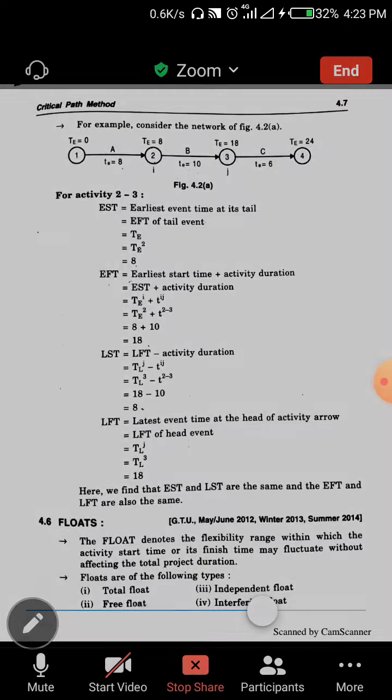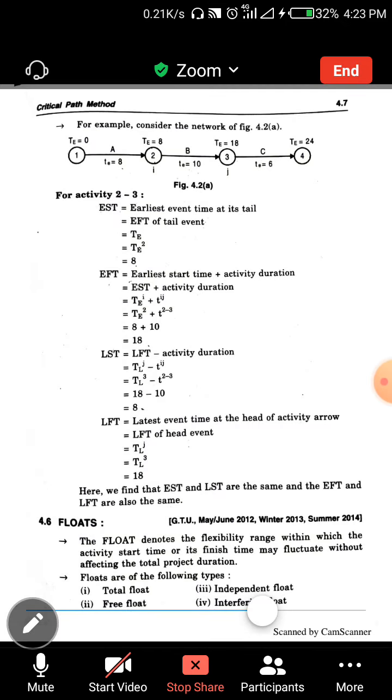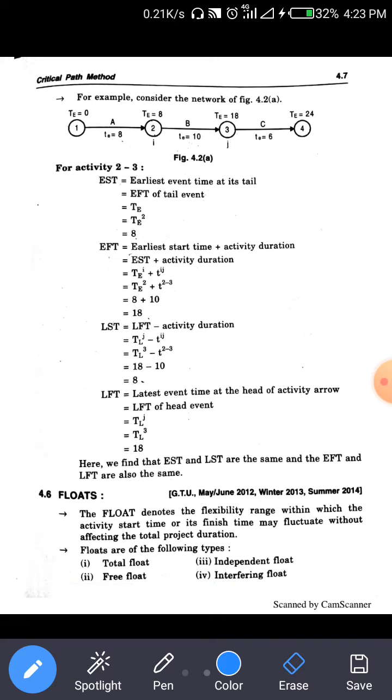Now, this type of example is asked in the GTU examination. Next, we take a simple small example like this. Consider the network shown in figure 4.2. Here t is equal to 0. After activity A, the time duration is 8, so t is equal to 8. After activity B, the time duration is 10 and t is equal to 18, so 8 plus 10 is equal to 18. Then after activity C, the time duration is 6, so 18 plus 6 is equal to 24.